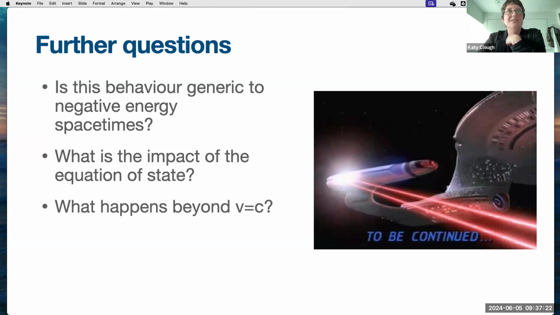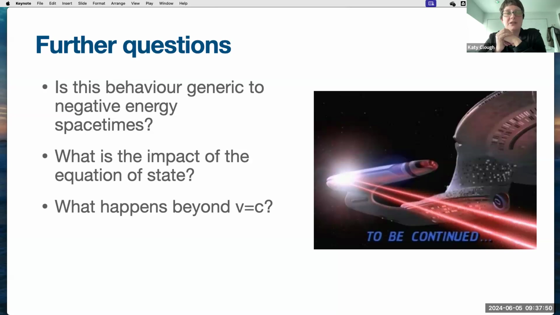So there are still some open questions. I think I'm a bit exhausted with warp drive, so I don't think I'm going to answer these. If anyone else wants to, I will make my code public and they can investigate these questions. Is this behavior generic to negative energy space-time? In particular, what's the impact of choosing different equations of state for the matter? And also, what happens beyond v equals c?